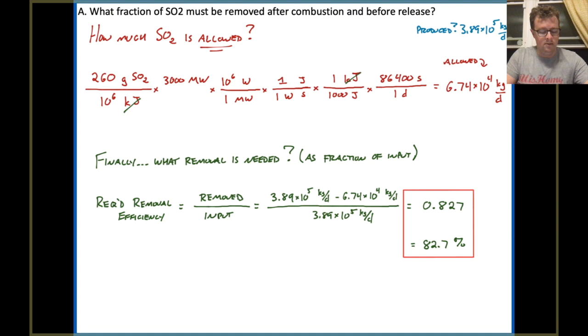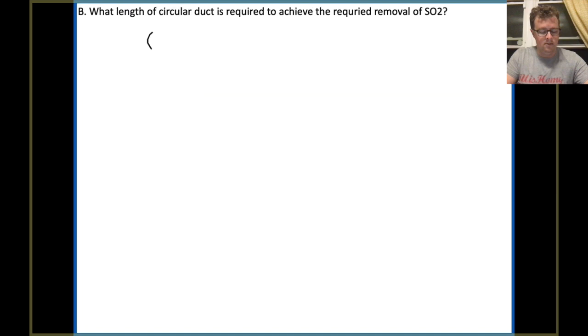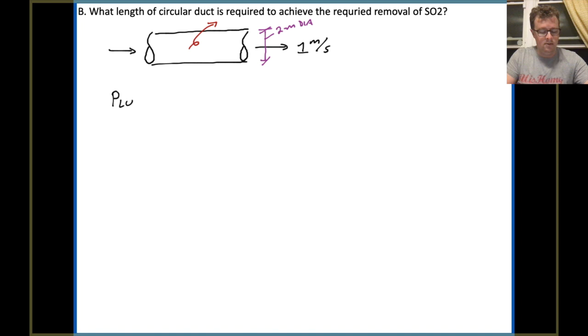Now with part A squarely behind us, we can move on to part B, which asks us to design a plug flow reactor to achieve this removal. Right after the combustion chamber, we had that arrow that said SO2 removal. That's a plug flow reactor. We're told that it's got a velocity of 1 meter per second through a 2 meter diameter circular duct. Our sulfur dioxide is going to move through it, and that's where we'll get our removal.